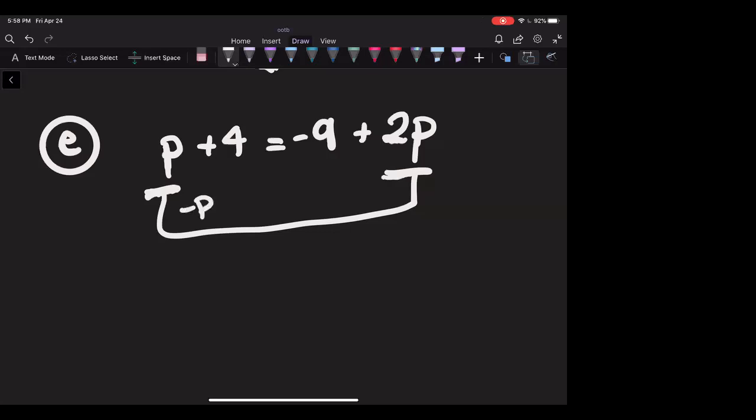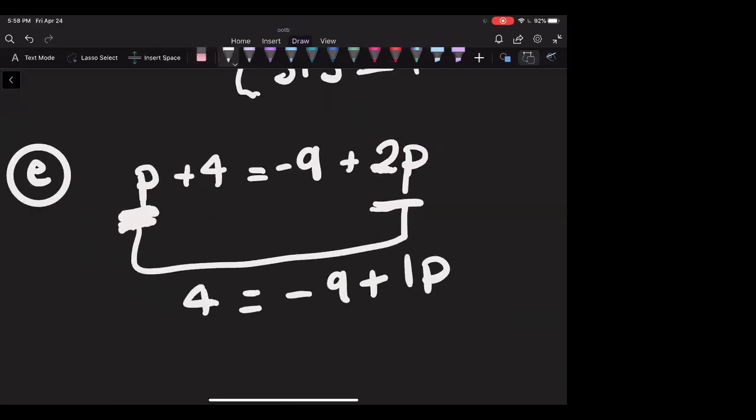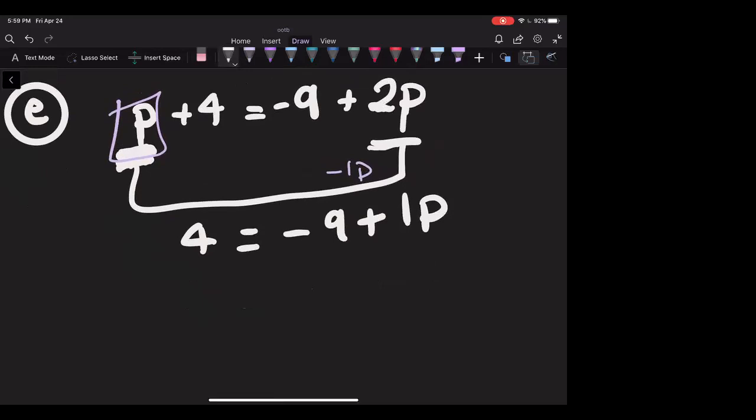Yeah. So that gives you 4 is equal to -9 plus, what's 2 minus 1? 2 minus 1 is 1. So you have 1 P. It's because you subtracted this P. So you subtracted this -1 P with positive 2 P. So that gives you plus 1 P. Does that make sense?